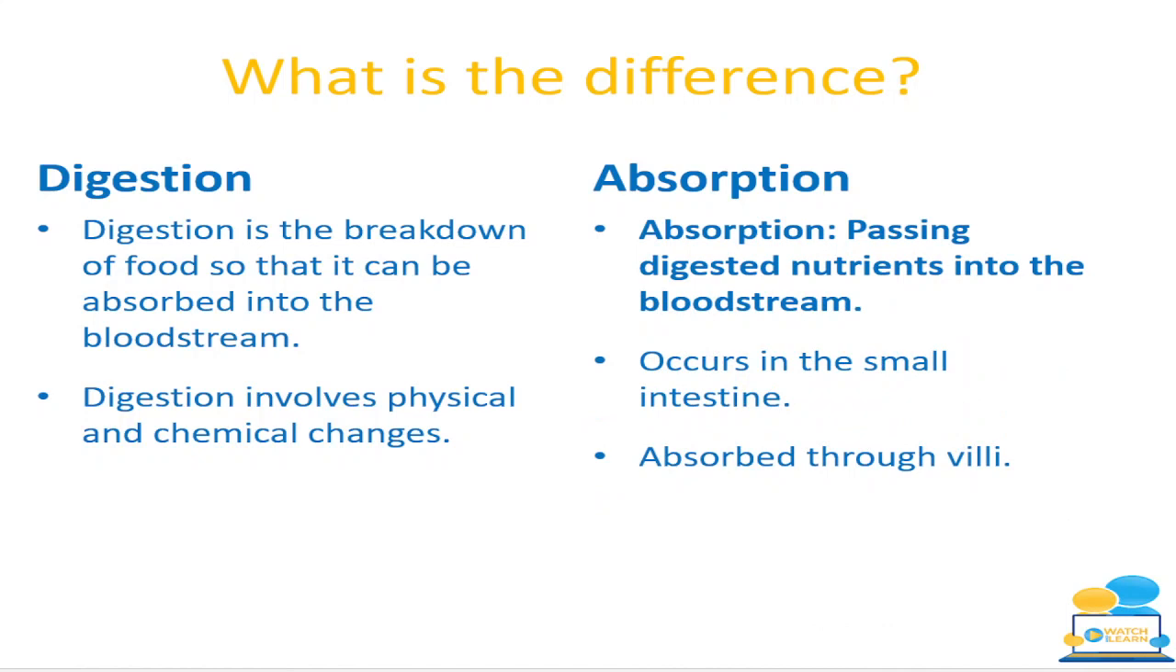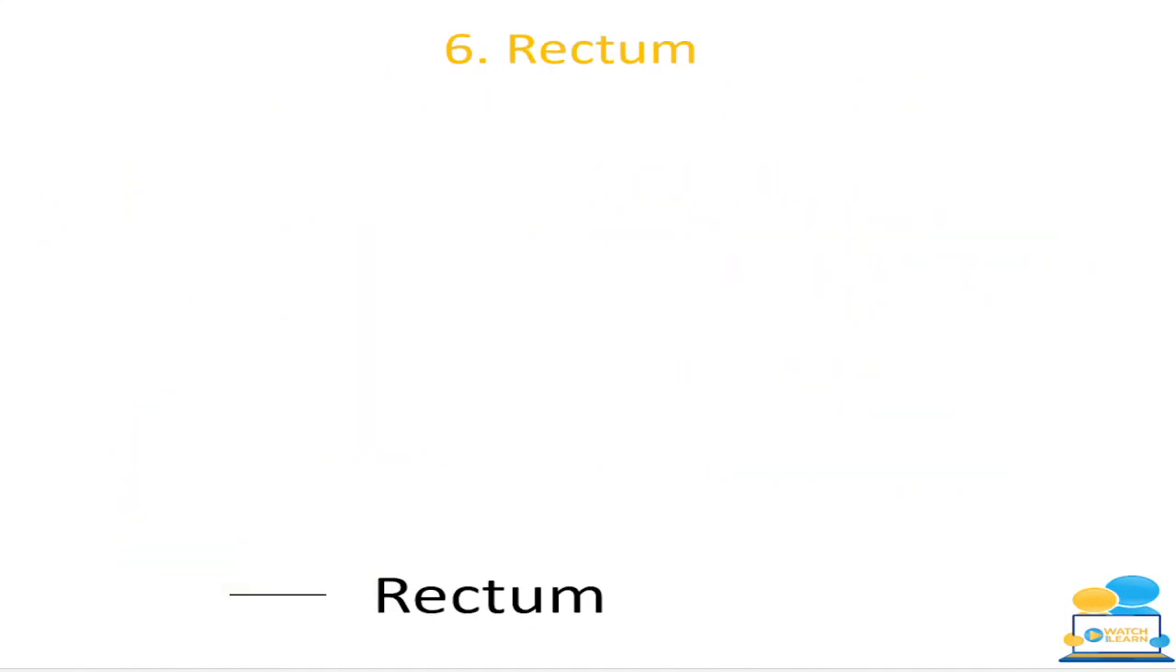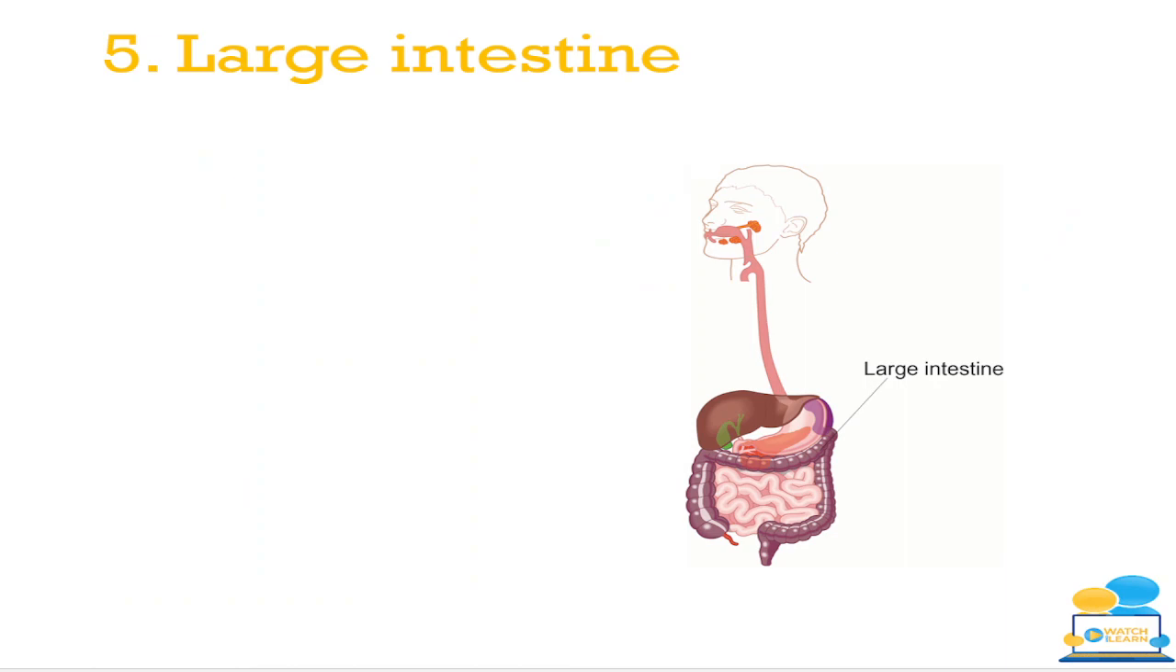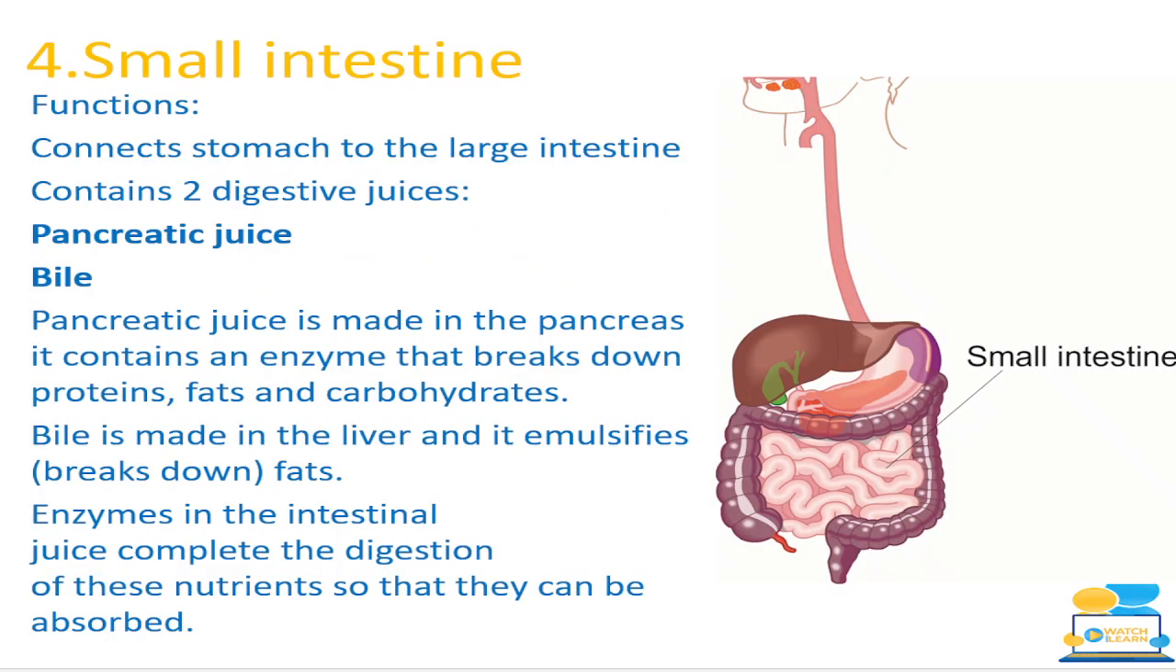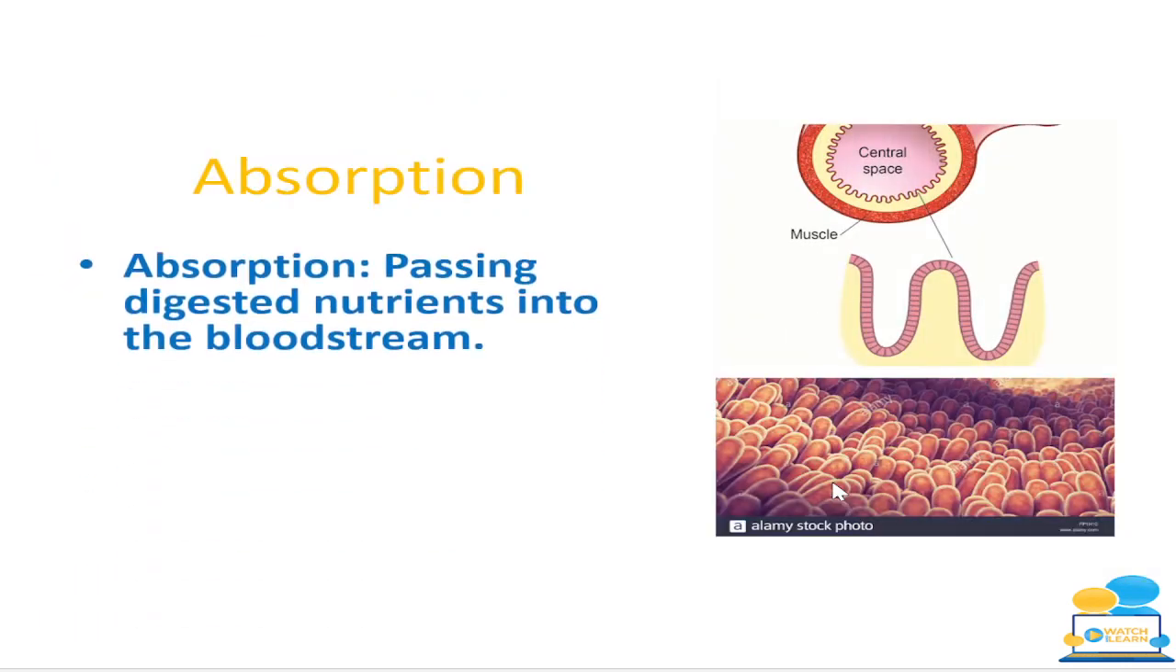Whereas absorption is when nutrients are passed into the bloodstream. So this occurs in the small intestine and is absorbed through the villi. So if we come back here now, absorption is only found in the small intestine, not the large intestine. Okay, so only in the center here. And this is what your villi look like, and your whole small intestine looks like that, essentially.